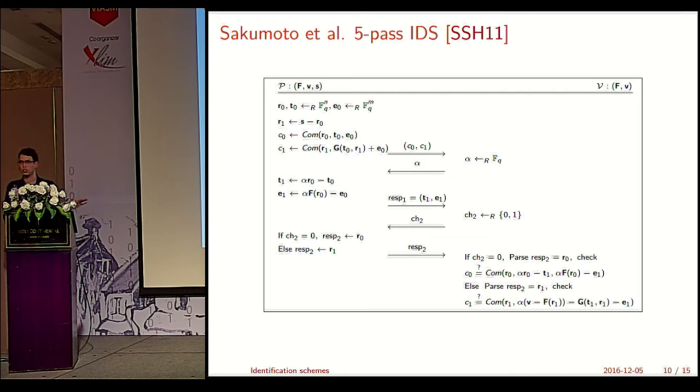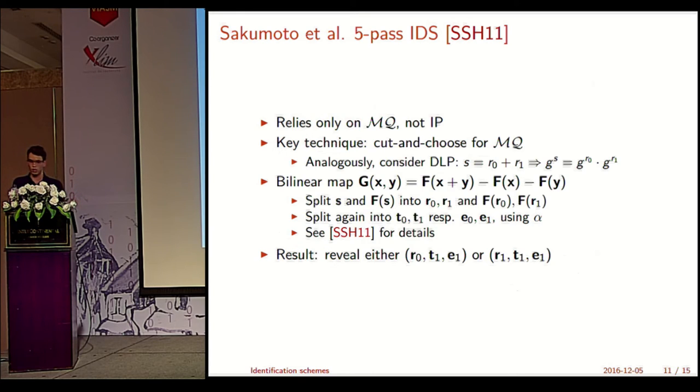Basically, this follows exactly the pattern that we just looked at, like the assumptions that the proof would hold for. So this is the scheme that we're going to look at. So how does the scheme work in a bit more detail? It relies on just the MQ problem. Typically, schemes based on the MQ problem would also have other related problems, which typically introduce the security problems that we've seen with other schemes based on this problem.